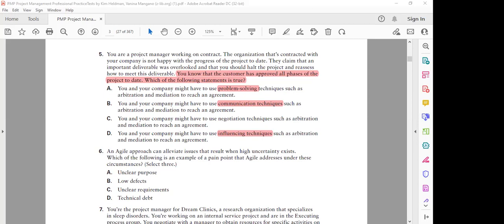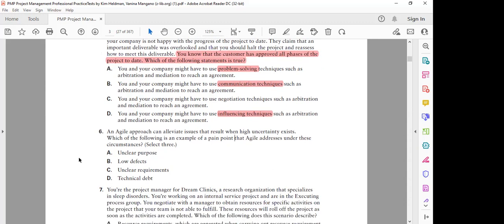Now the screen is clear. Mr. Imran, there is one sentence written. They claim that an important deliverable was overlooked, and you should halt the project and figure out how to meet this deliverable. So if we look at this aspect, there might be B. But you know that the customer has approved all phases of the project. So communication is complete, right? Okay.